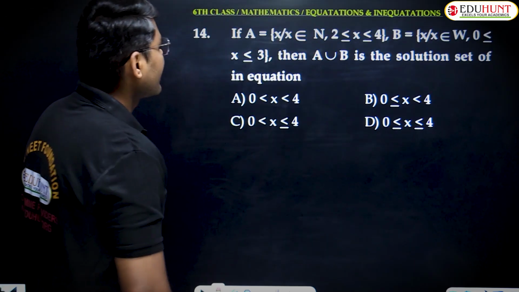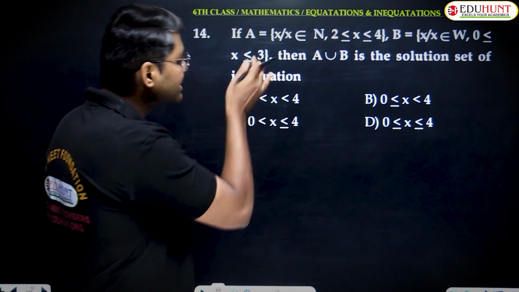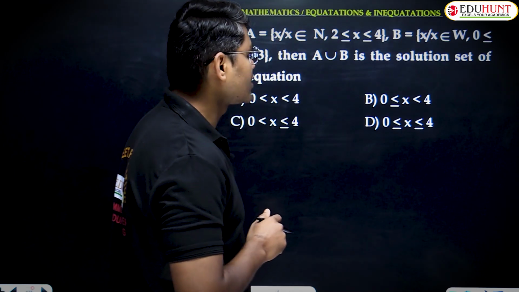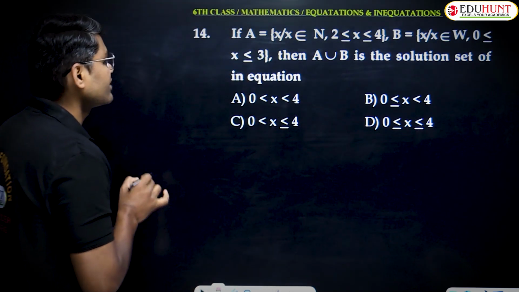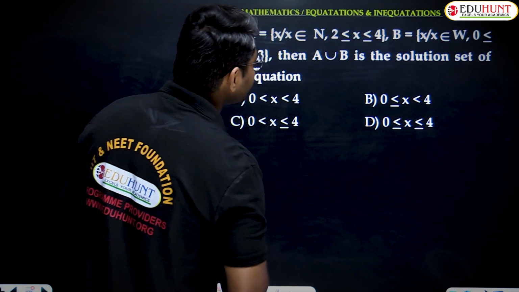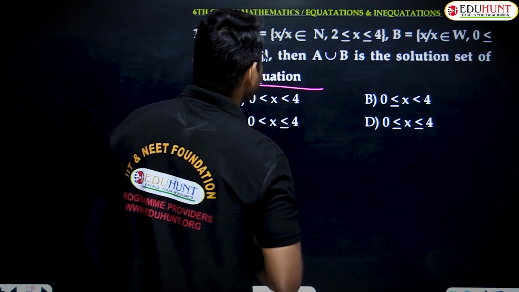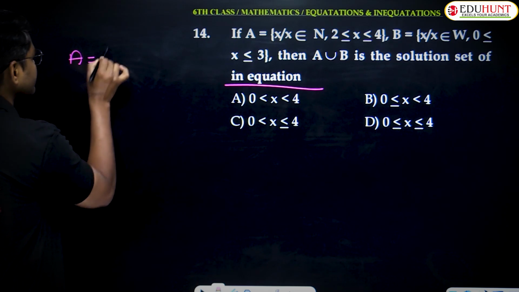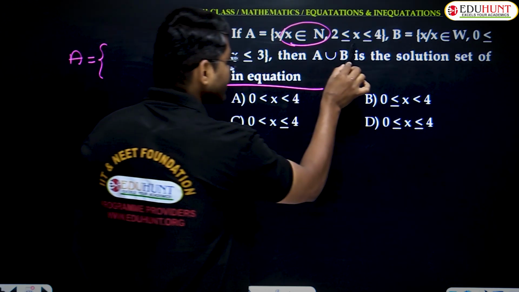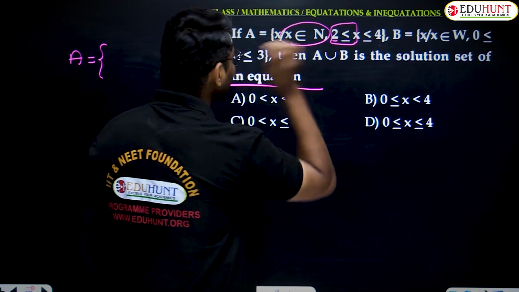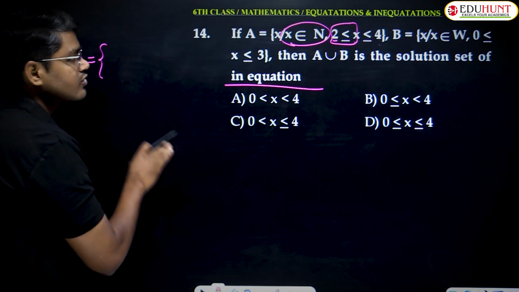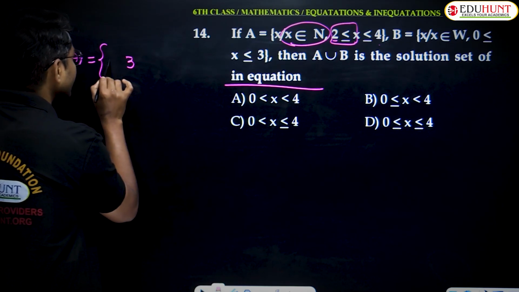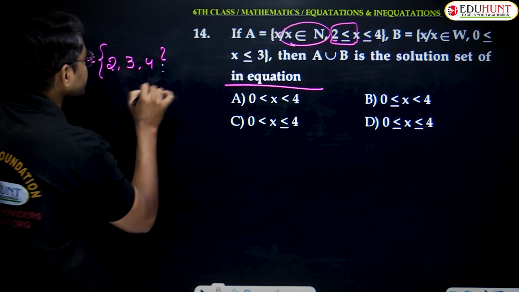If A = {x such that x belongs to N, 2 ≤ x ≤ 4}, B = {x such that x belongs to W, 0 ≤ x ≤ 3}, then A union B is the solution set of the inequation. First we have to take the elements of A. x is in between 2 and 4, and it is equal to 2 and equal to 4. So, in between 2 and 4 means 3, equal to 2 means 2, equal to 4 means 4. This is the set A.